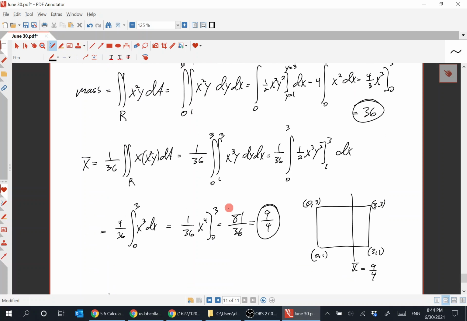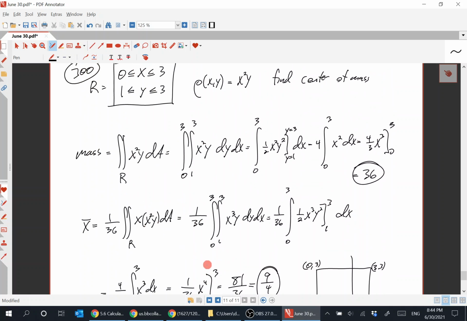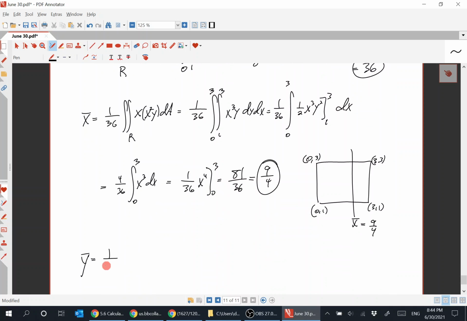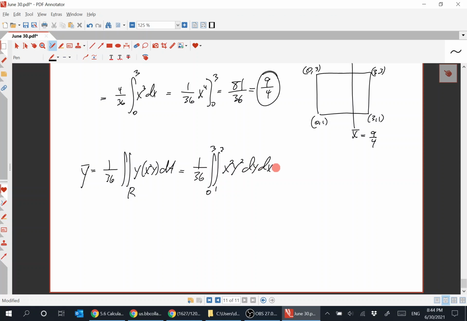What was the mass again? 36. 1 over 36, double integral y times x squared y dA over R. So 1 over 36, integral from 1 to 3, 0 to 3, x squared y squared dy dx. So this is equal to 1 over 36, 1/3 x squared y to the third from 1 to 3.